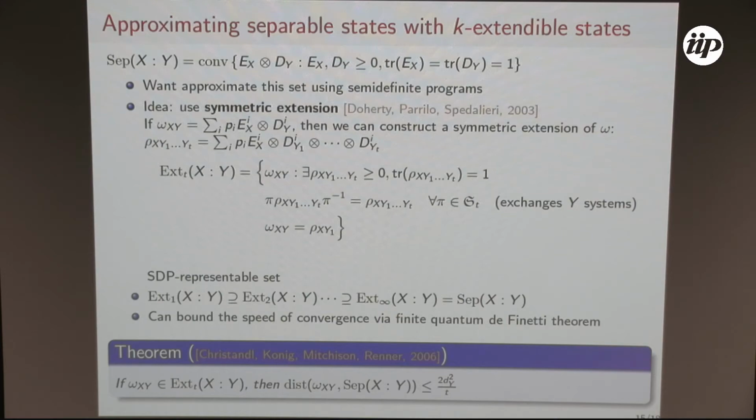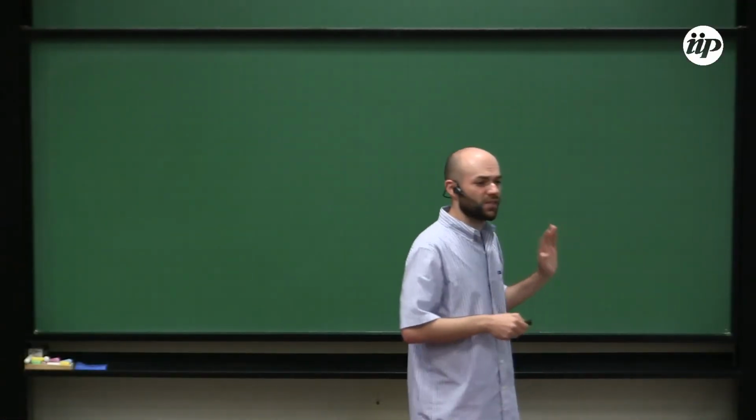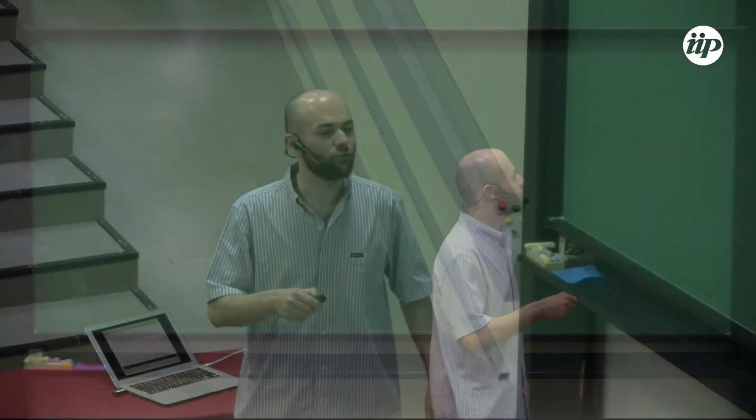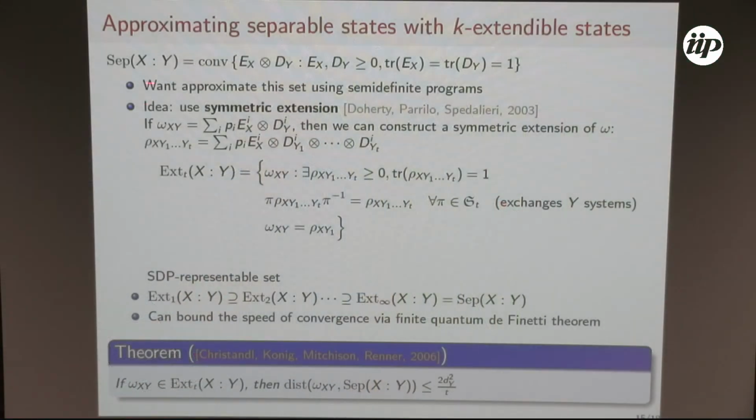Okay, so now let's forget a bit the problem of channels and consider the set of just separable states and try to approximate this convex set with some easy sets. As I said, the set of separable states, now between two systems, which I call X and Y, is just the convex hull of the products ρ_X tensor σ_Y of this form.